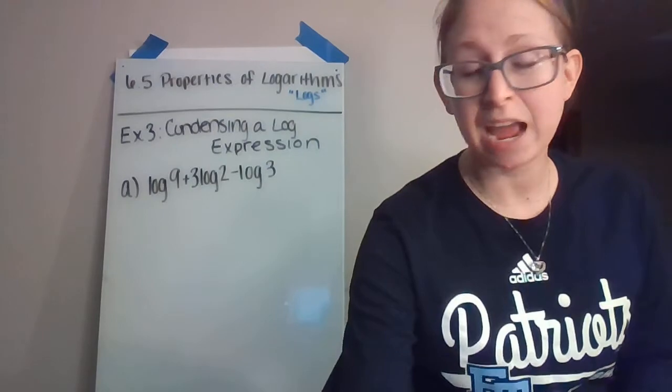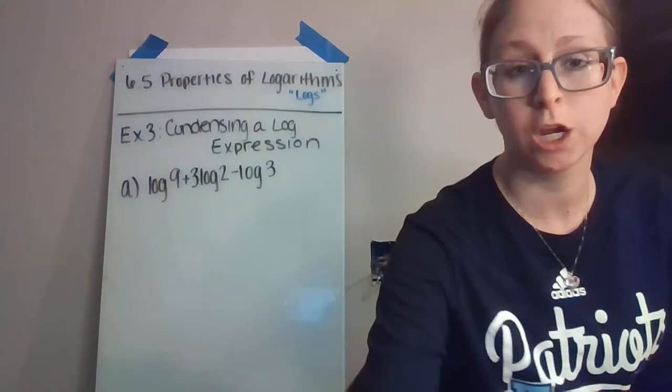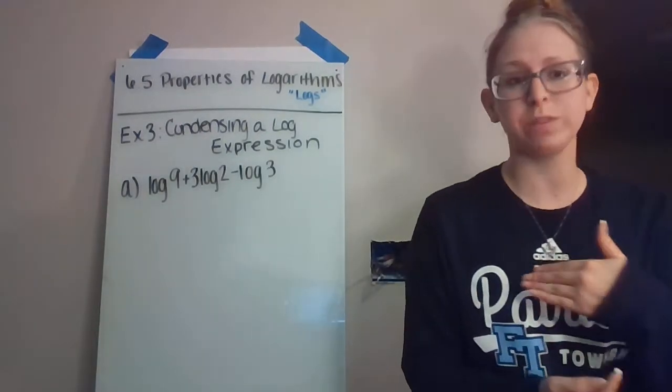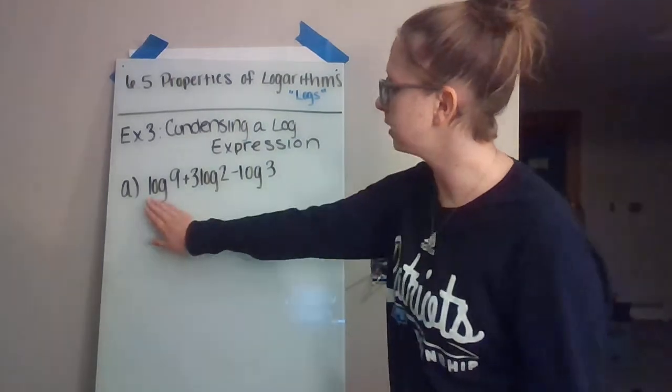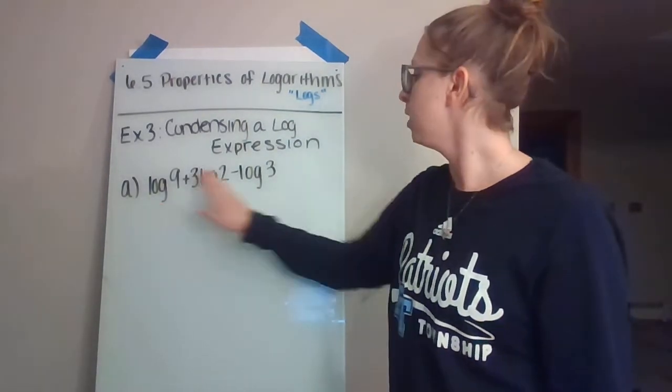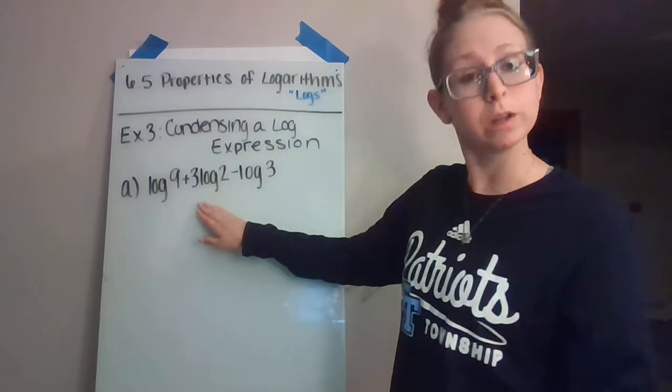Okay, so now we're going to condense. So we're taking the long thing and we're making it the short thing. Makes it a lot easier. So since you always ended with the power, now we're beginning with the power property. This one doesn't have a power property, no number in front. This one doesn't have a power property, no number in front. This one, however, does. So we're going to fix that guy first.